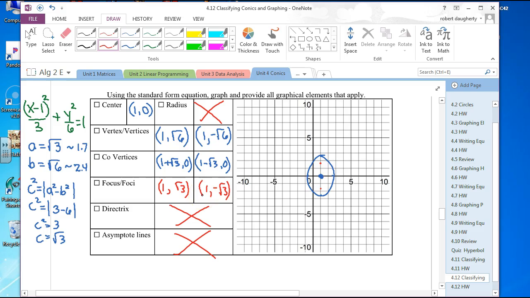So the numbers were not integers. You might think they're ugly, but there's not a whole lot of computation that had to happen here. You just have to be solid that A tells me in this case how to find a covertex. B tells me how to find a vertex because this is horizontal. C always tells you the distance from the center to the focus.